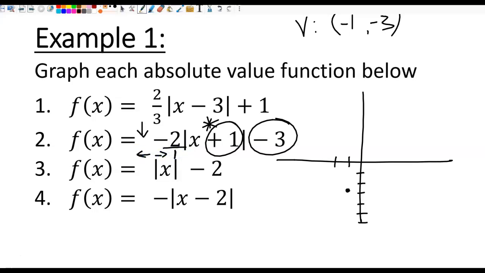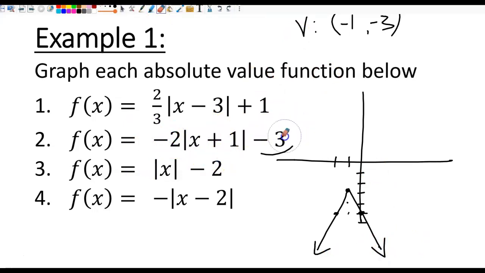So starting from my vertex, I'm going to go down 2 spaces and right 1 to put a dot. And then I'm going to go down 2 spaces from the vertex and left 1 and put a dot. And then we go ahead and connect those, and there's my graph.